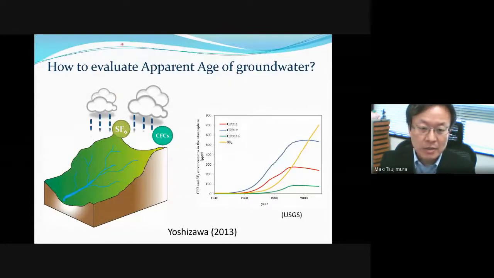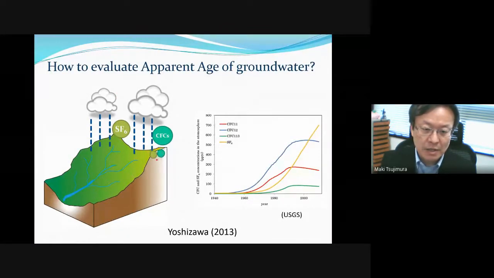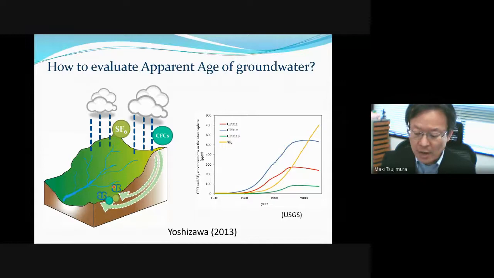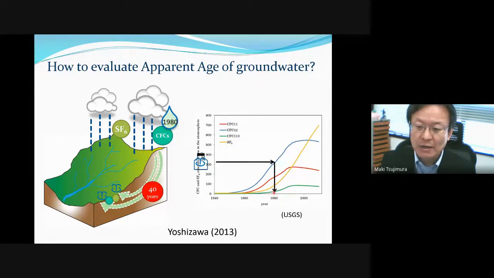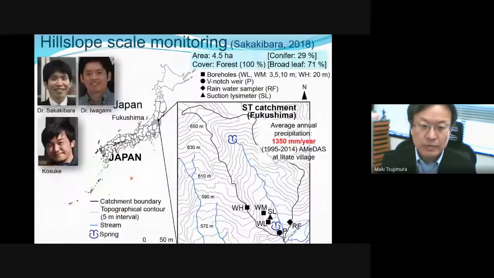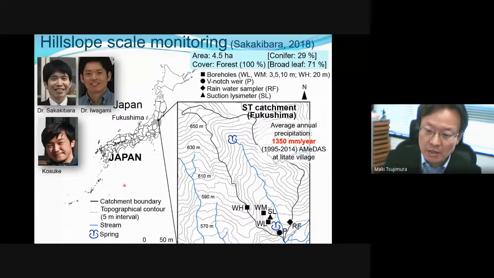This is a schematic. So rainfall occurs, then CFC and SF6 behave with the waters and discharge to the spring. Now we could sample the waters and analyze CFC and SF6. And this is the temporal change of CFC and SF6 concentrations in the air. We compare that, then we specify the age, the year of recharge of that water. So we could say this water is 40 years old. So we performed intensive observation in the Fukushima experimental watershed with my colleagues.